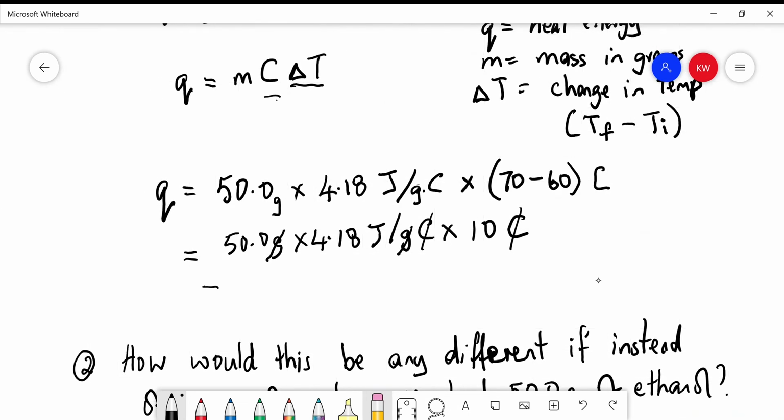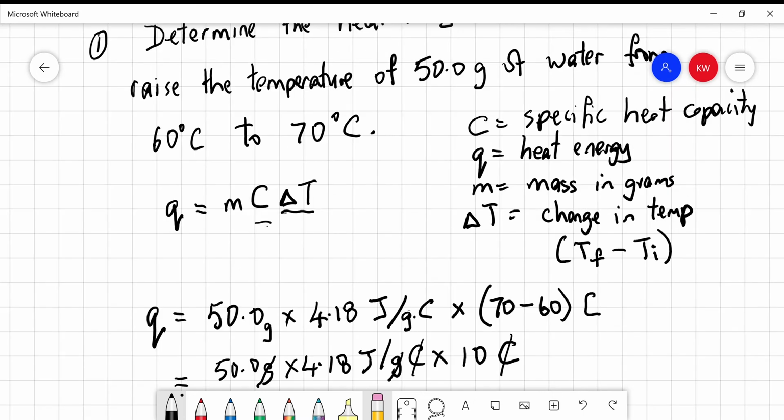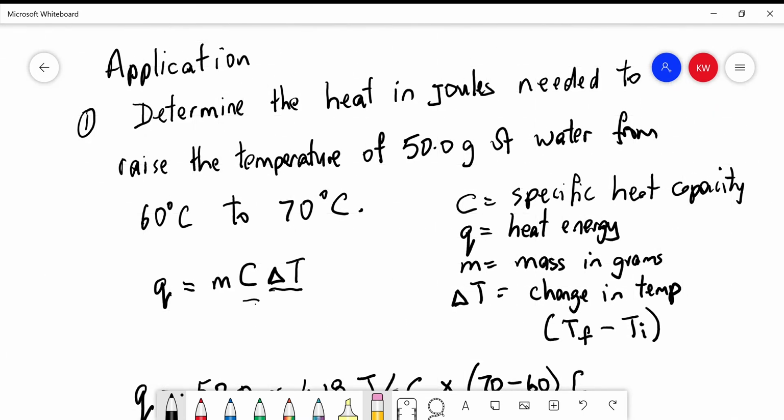Heat is also measured in calories as well. But for this question, we are measuring it in joules. So if we plug this into our calculator, 50 times 4.18 times 10, we're going to get a value of 2090 joules. So that means it takes us 2090 joules to raise the temperature of 50 grams of water from 60 degrees Celsius to 70 degrees Celsius.